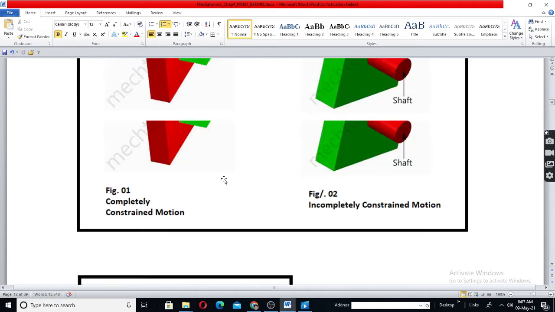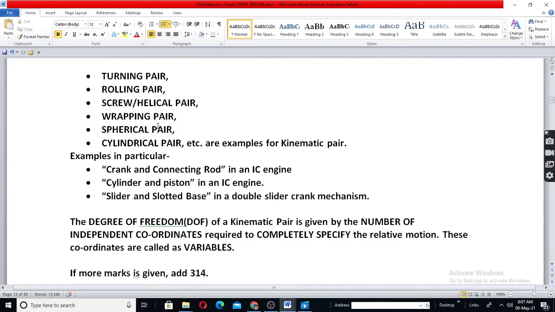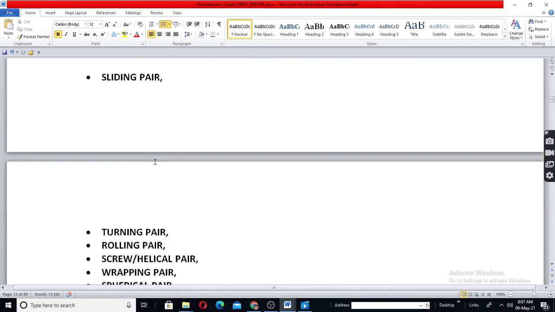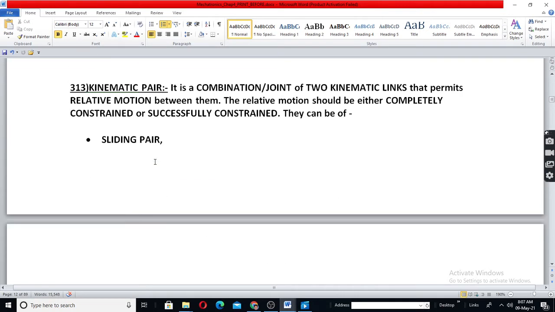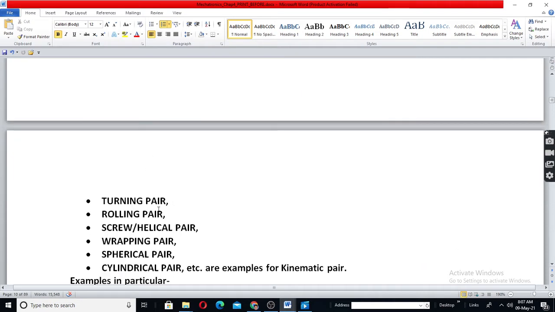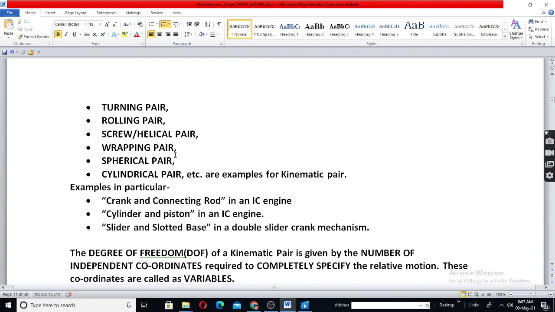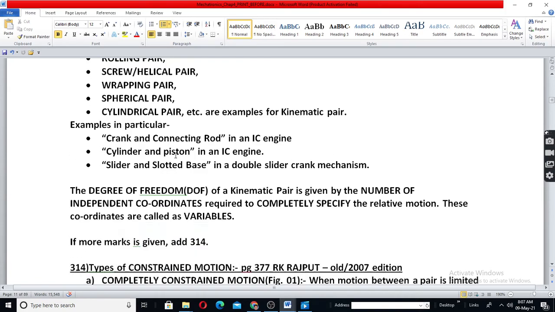Now, there are different pairs regarding the degrees of freedom. It can be turning pair, rolling pair, screw pair, wrapping, spherical. Wrapping we will see later, or you can do a Google search and see wrapping pair.